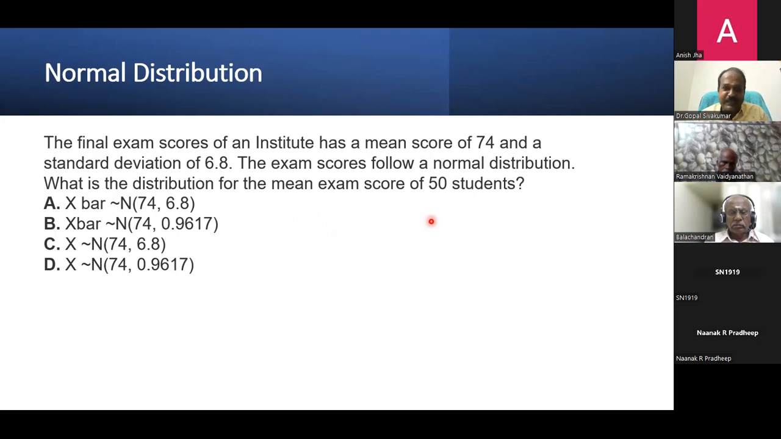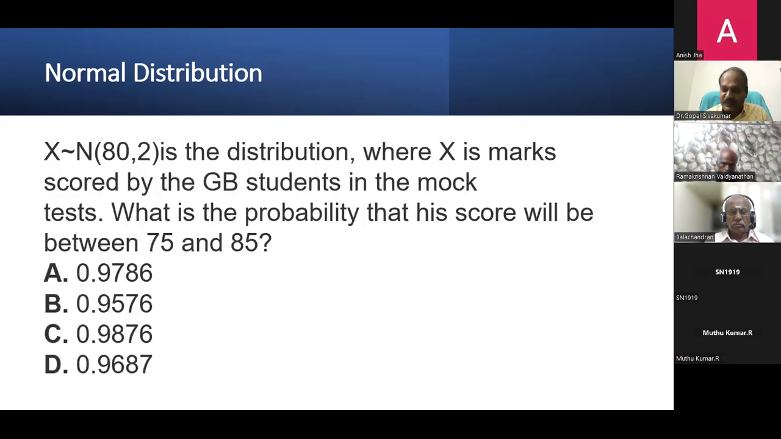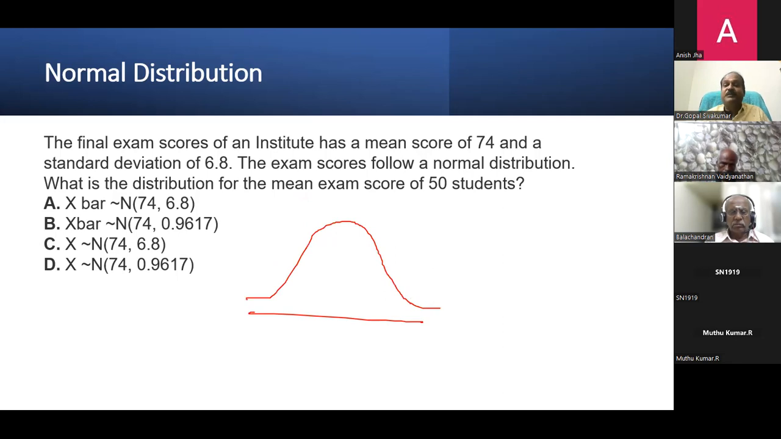Do you understand the last statement? One of you, can you explain to me? What is the distribution for the mean exam score of 50 students? Mean exam score is 74. So 50 students. What is the distribution of the mean exam score?